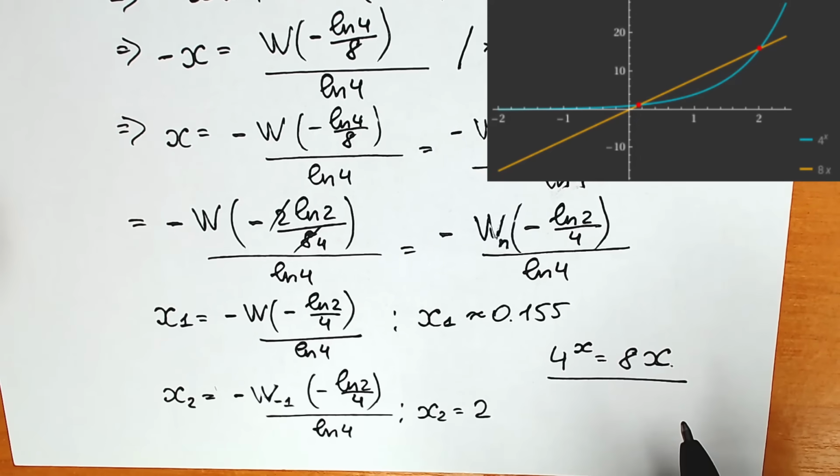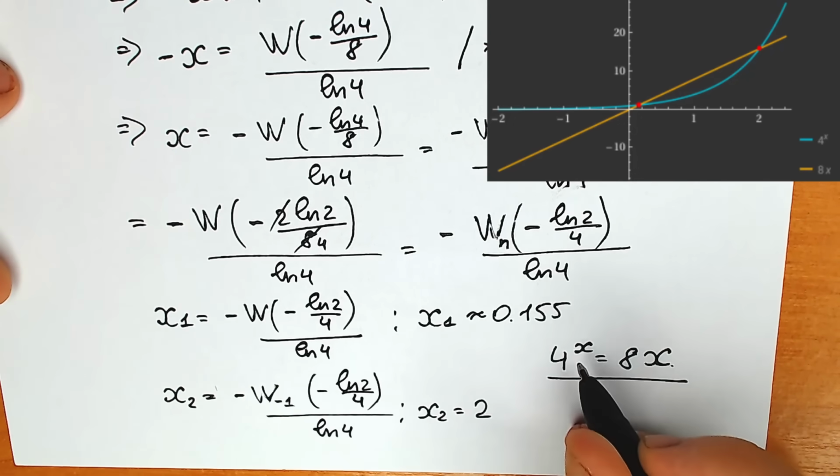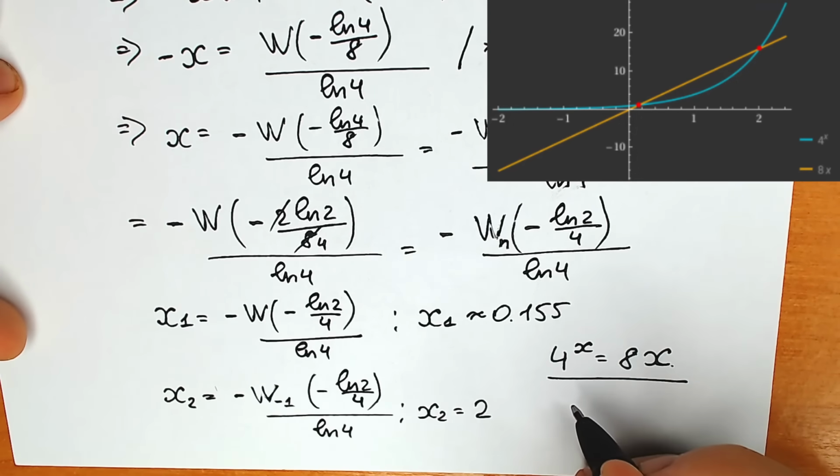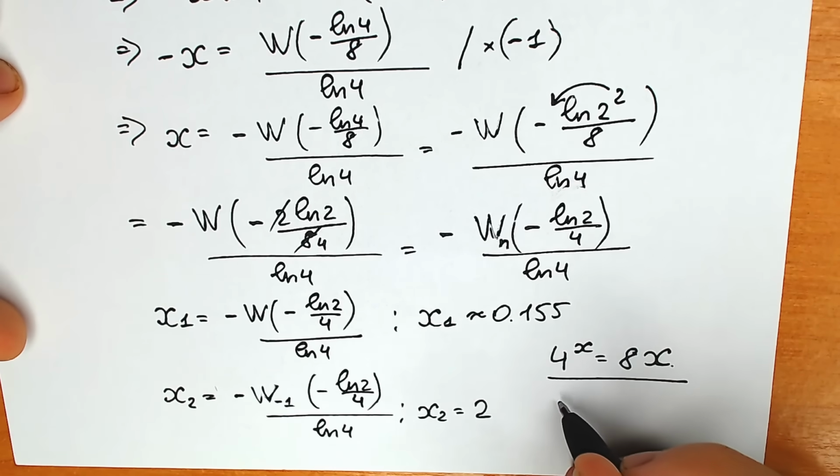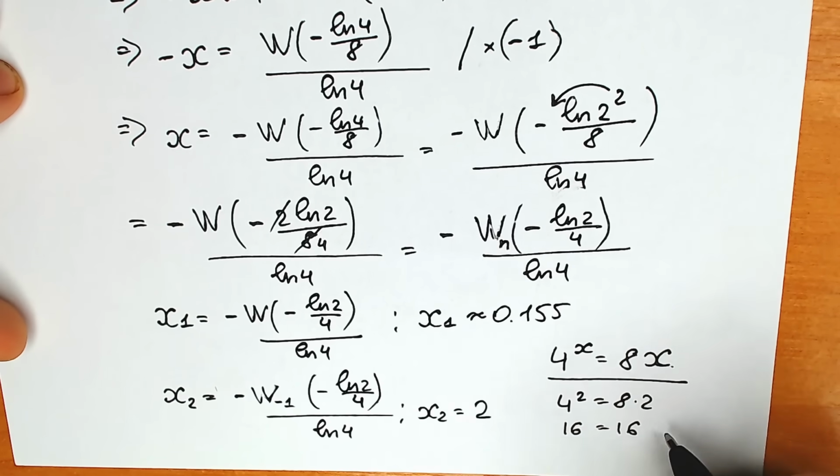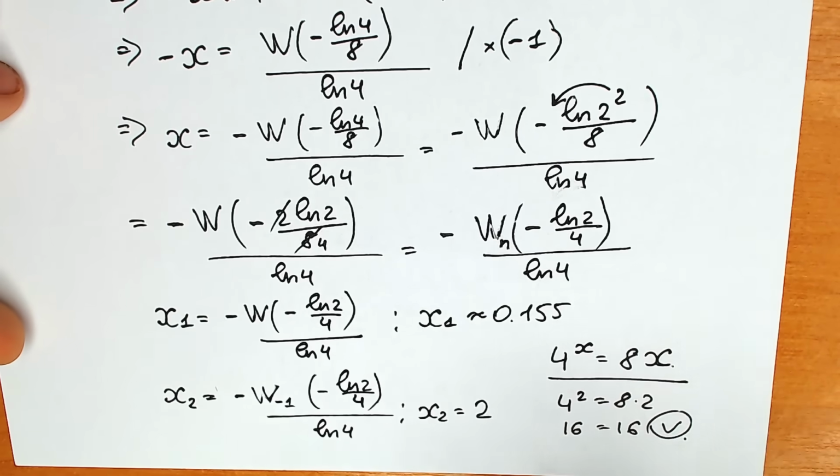But if you're really interested in hints, a lot of students say it's not that hard to solve this question by inspection. I agree, it's not that hard. We have 4 to the x, 8x. A lot of students try to check it. x equal to 1 doesn't work. x equal to 2, we have 4 squared equal to 8 times 2. This is a correct expression. 16 equals 16.